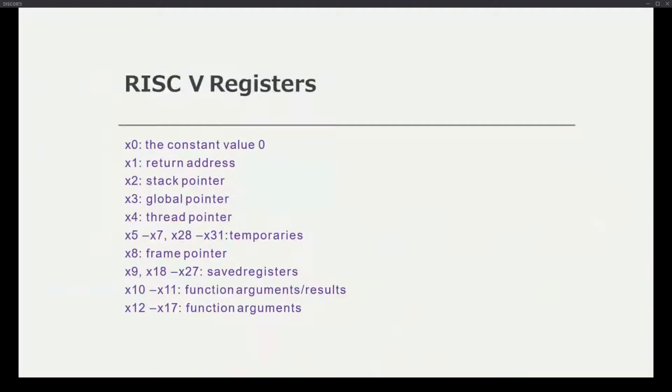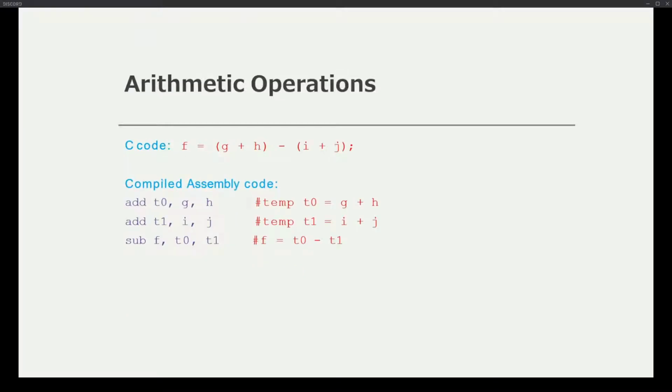All the values in a RISC-V program are stored in registers. Some of them we can access, like X5 through X7, X28 through X31. Those are temporary registers where a lot of our variables will be stored. X0 is the constant 0. The other registers are not too important. We're not going to be using them too much today, so I'm not going to spend too much time on them.